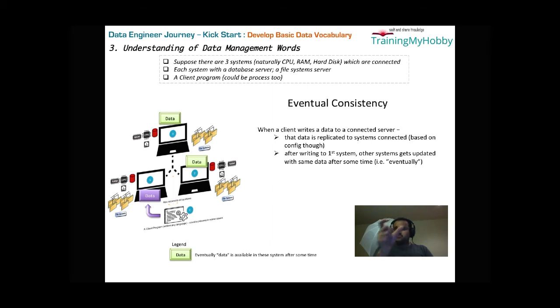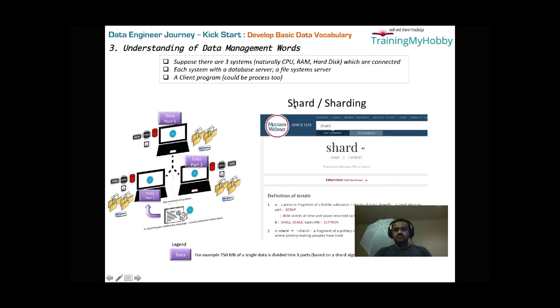So I'm stressing the word eventually, consistency, right? Eventually, data is available in the systems after some time. That's why the lesson here is that these two systems will get the data after some time. I hope you got what is meant by eventual consistency. It is very important to know if you are a data engineer. Let's move on to the second.